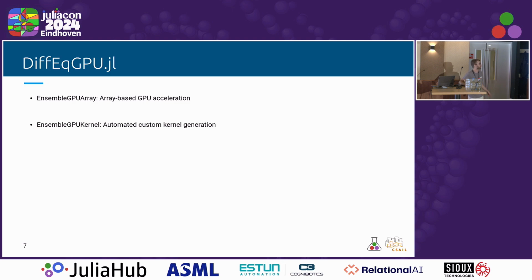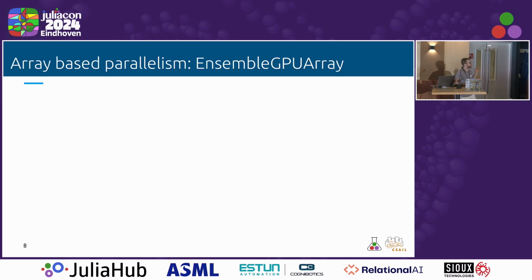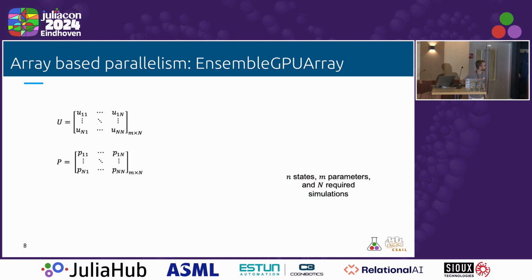So EnsembleGPUArray is the DiffEqGPU version of the previous approaches, basically. You take a big array of things and solve it on the GPU, and then you come back to the CPU for your time stepping. But the main innovation of DiffEqGPU is EnsembleGPUKernel, which is where you do the custom kernel generation. So this is just going through what it looks like.